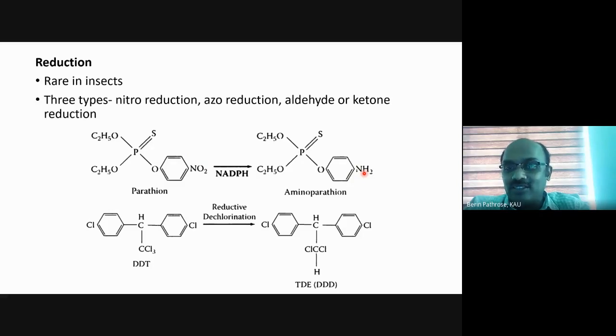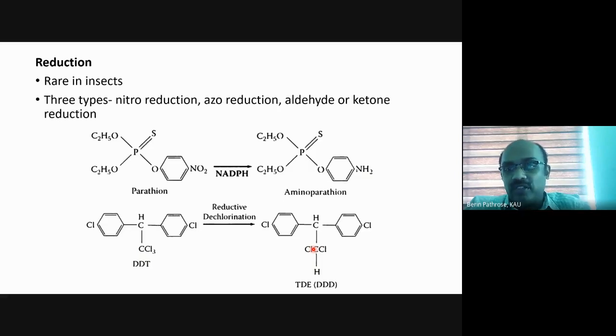Addition of oxygen is oxidation. Removal of oxygen and addition of hydrogen is reduction. So this is nitro reduction. And here you can also see the dehydrochlorination reaction of DDT. One chlorine atom is removed and a hydrogen atom is added. This is also reduction. But this kind of phase one reaction is very rare in insects.